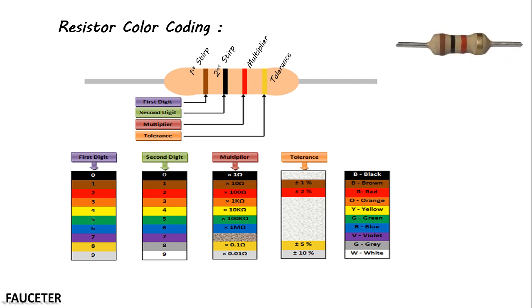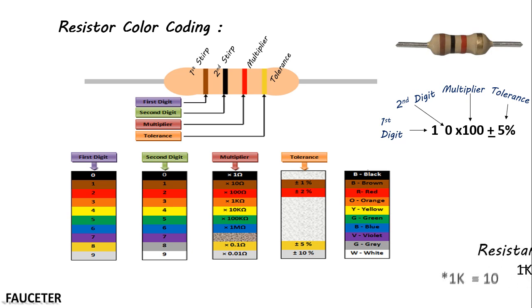Now I take a resistor as an example. It shows brown, black, red and golden color bands in order. For brown, the significant digit is 1. Similarly, black is 0. For the third strip, red, put 100 as the multiplier. For the fourth golden strip, put 5% as the tolerance. Then the resistance of the given resistor is 1 kilo ohm.